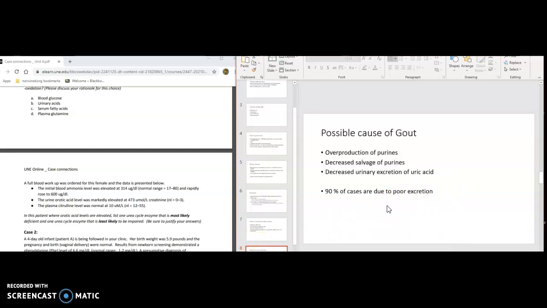So there's 3 possible reasons for gout. When assessing for gout, we usually look for an overproduction of purines, decreased salvage of purines, or decreased urinary excretion of uric acid. A study in 2012 stated there's about a 90% chance of the diagnosis being decreased clearance in the urine.